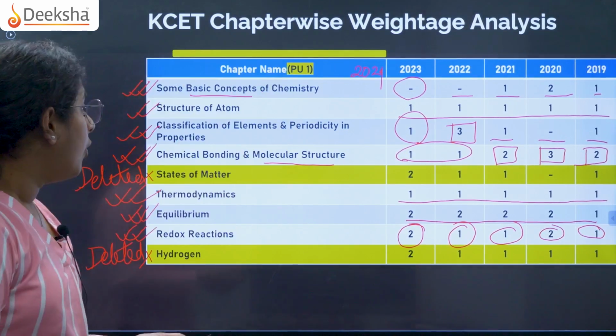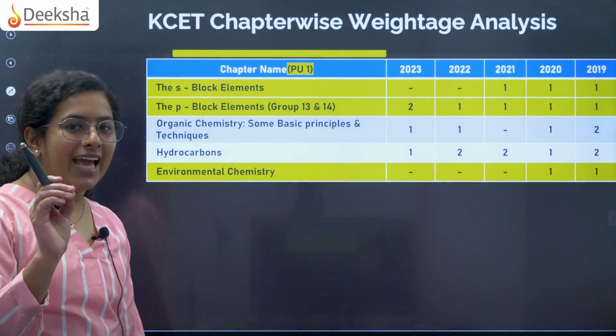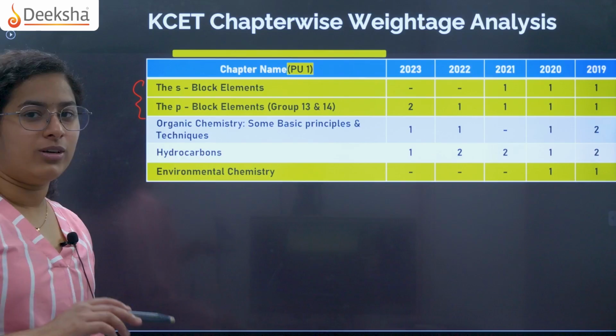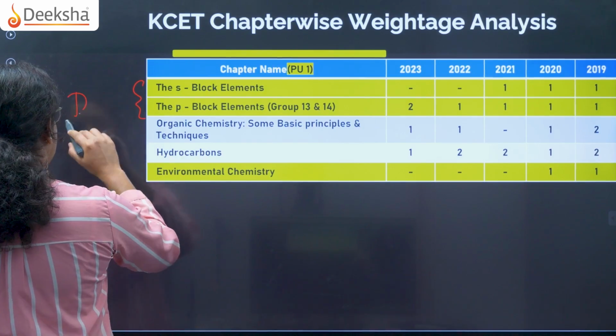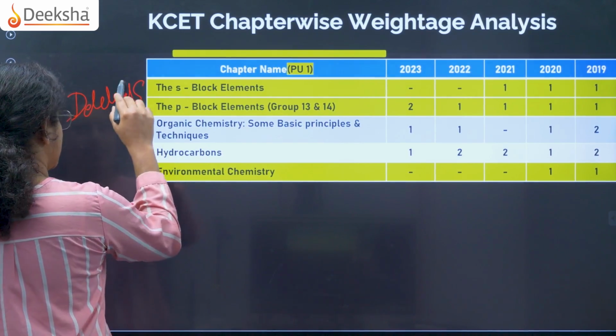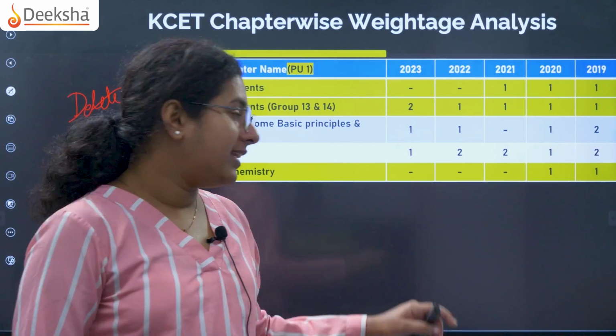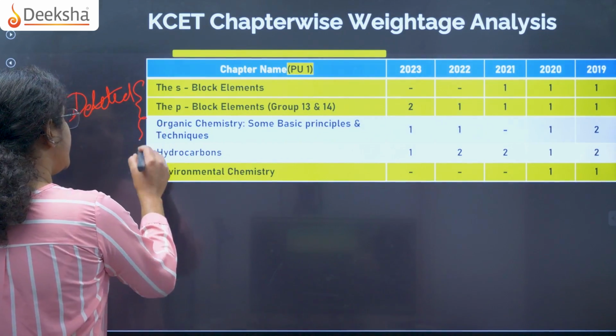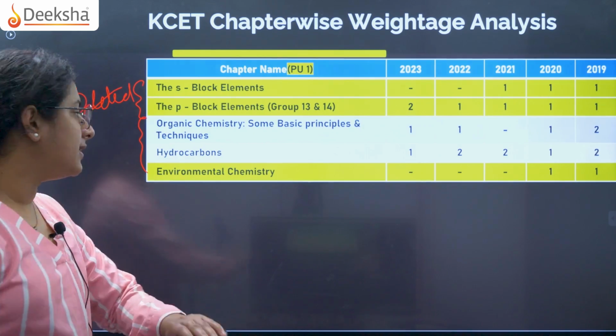Moving forward, S-block elements and P-block elements are already deleted, so you can neglect these chapters. And then comes organic chemistry. In first PU, you have 2 organic chemistry chapters.